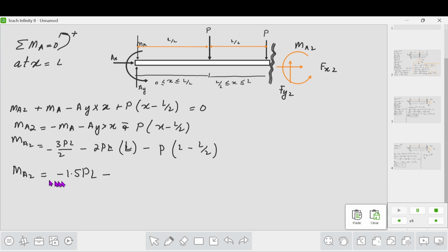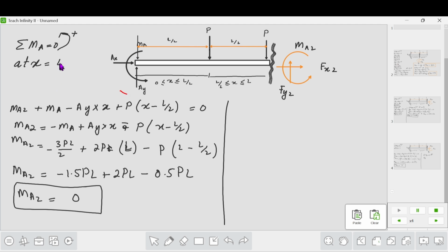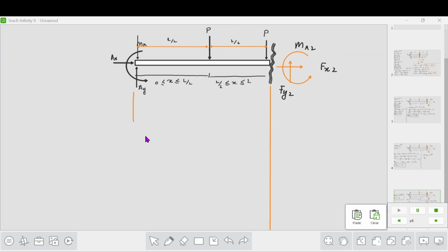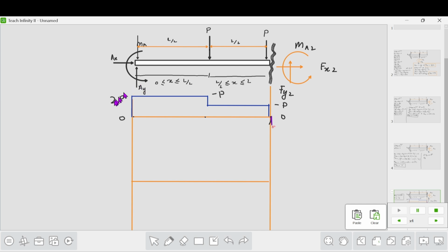So MA2 is equal to 1.5 PL, negative 2PL, this is positive 2PL, and negative 0.5 PL. So this will cancel each other. So MA2 at X equal to L will be equal to 0. After this I will draw a shear force and bending moment diagram of this. Now I found that AY is 2P and FY2 is also negative P. Negative 2 and negative P equal to 0. So there will be 0 and this is 0.